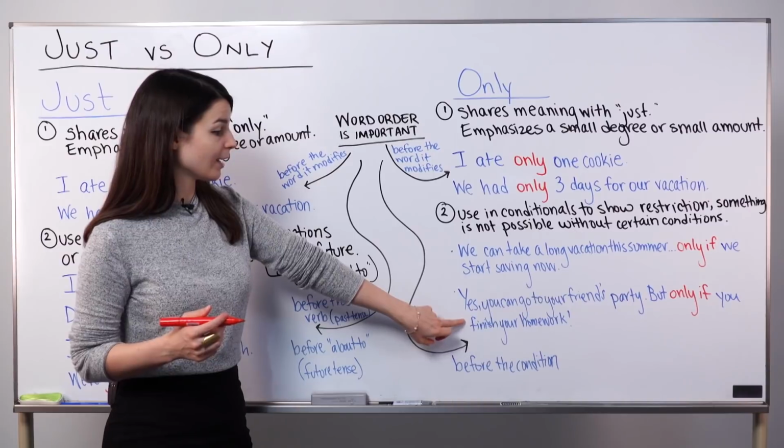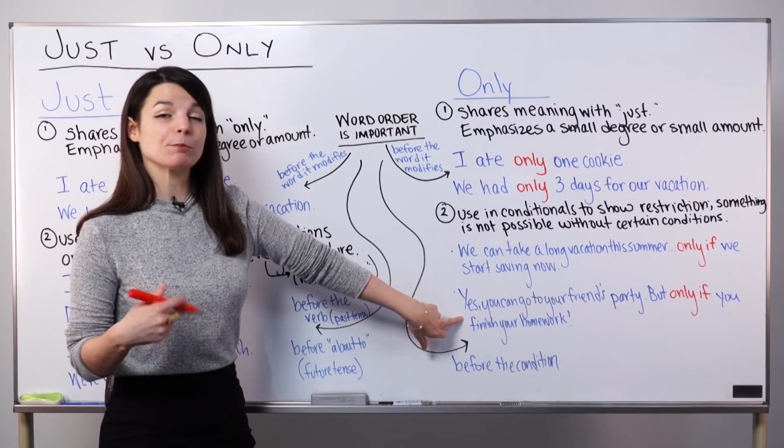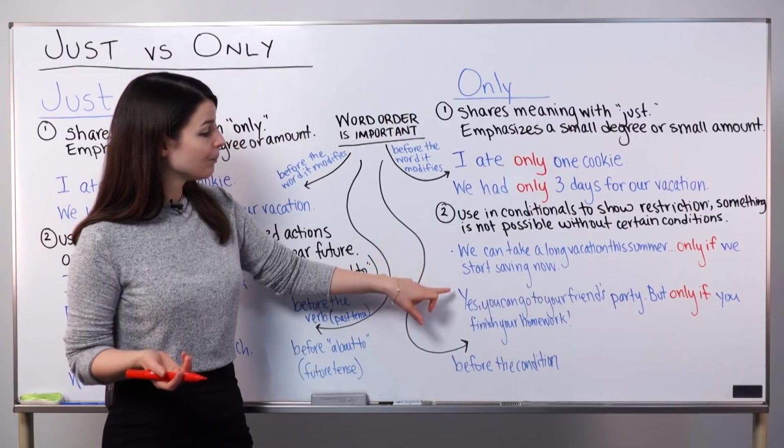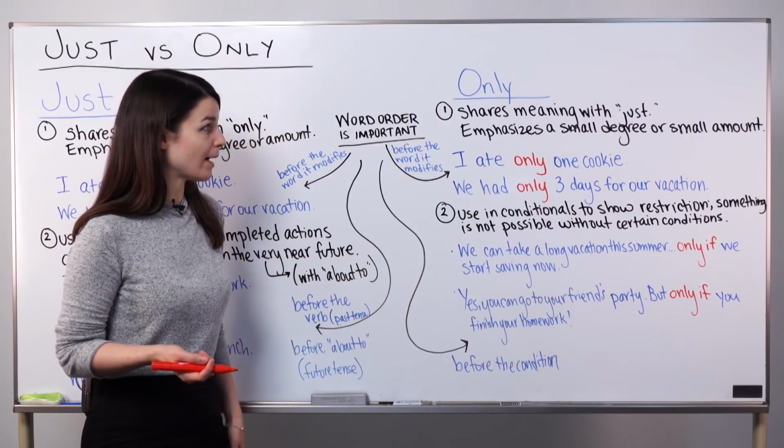Put this before the condition. This is the thing that must happen. It must be completed. It must be fulfilled in order for this other thing to happen. So your word order does matter here.